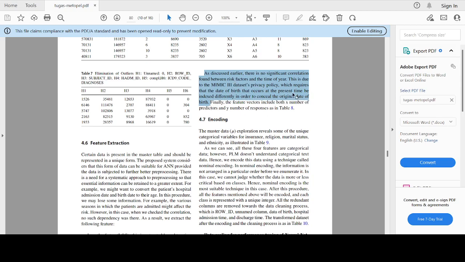Basically the date of birth is encoded, so there is no way to access the actual, precise real date of birth. I think even the year is encoded, so you can only assume, for example, a person is born around 1995 or something like that. Finally, the feature factors include both x number of predictors and y number of responses, as in table 8.